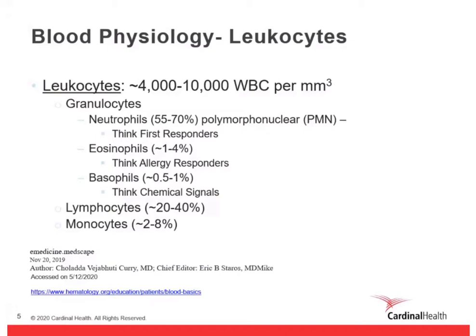We can further break these down. There's three subtypes of granulocytes. So the first that we think about are the neutrophils. So when you hear the word neutrophil, I want you to think first responder. These cells are the first to arrive at an injury site in acute inflammation. So when I fall off the curb or stub my toe, which happens at least once or twice a week, these are the cells that are going to respond first.